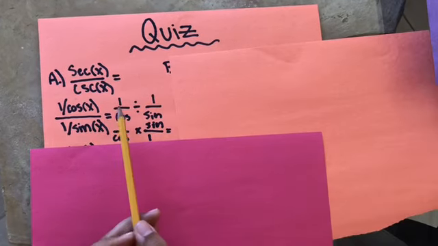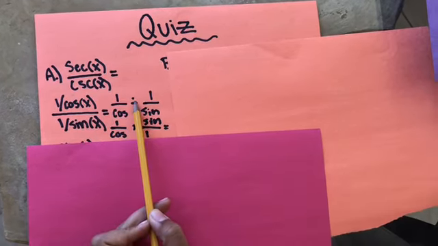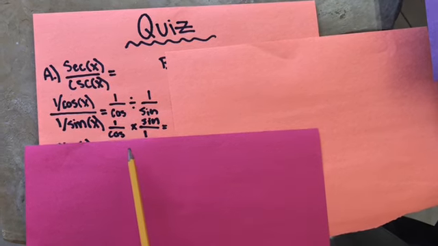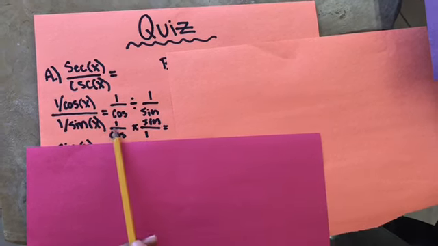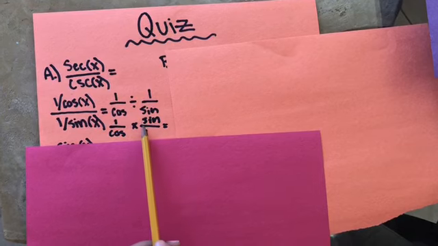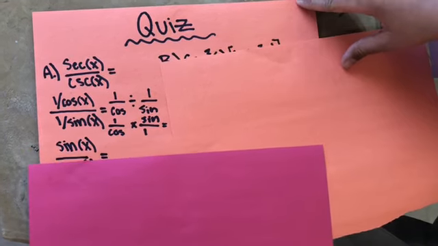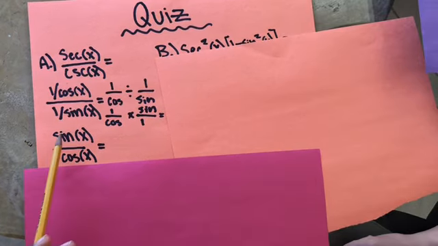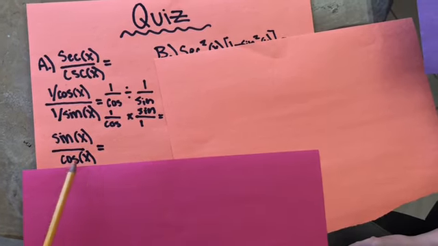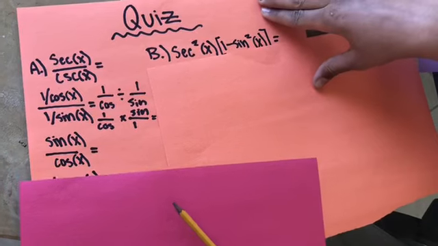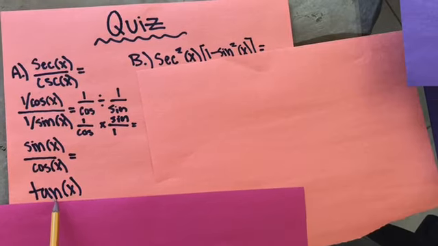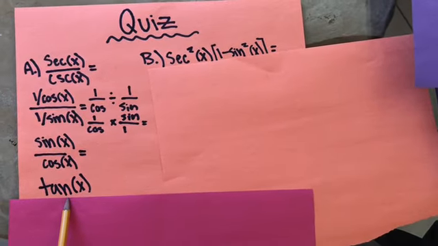The equation then reduces to 1 over cosine divided by 1 over sine. Using the keep, change, flip method, we're able to get 1 over cosine multiplied by sine over 1. By cross-multiplying the ones out, we get sine x over cosine x. As we stated before, sine x over cosine x could further reduce to tangent x.